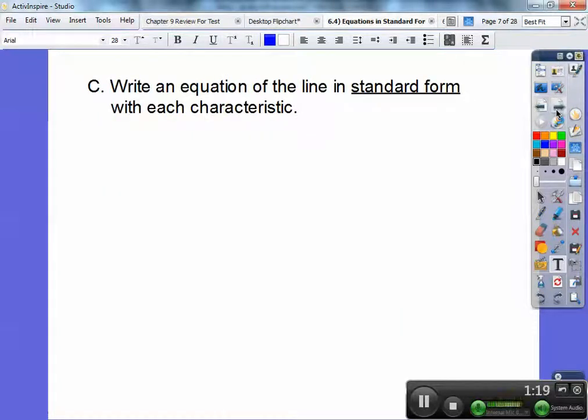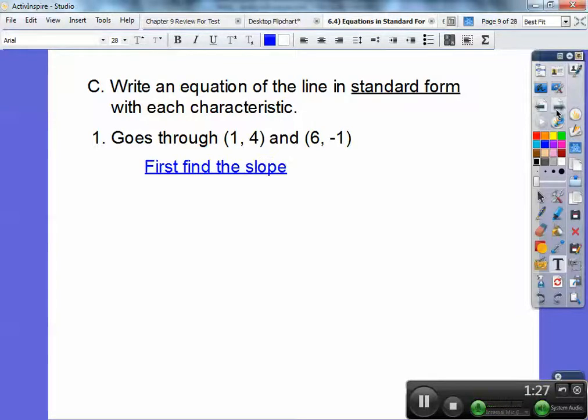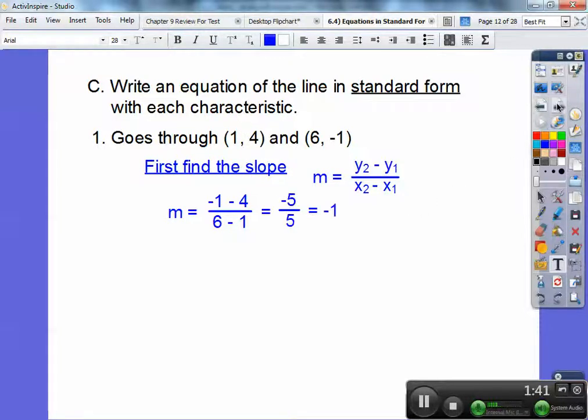Okay, write an equation of the line in standard form with each characteristic. This one goes through 1 comma 4 and 6 comma negative 1. The first thing you have to do is find the slope. Here's your slope formula: y sub 2 minus y sub 1 over x sub 2 minus x sub 1. So this is y sub 2 minus y sub 1 over 6 minus 1. That's x sub 2 minus x sub 1. Negative 1 minus 4, be careful, is negative 5. Then 6 minus 1 is 5, so negative 5 over 5 is negative 1.